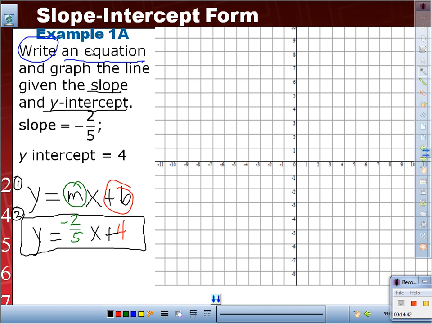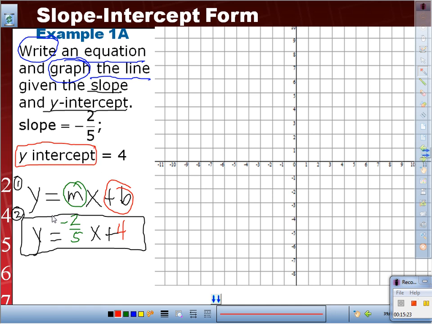So we already wrote our equation. But look at the next part. Writing utensils down, pay attention. They're asking me to graph the line. So pay attention to this part. I'm going to lose some of you. Here he goes. One thing I know for sure is this, what y-intercept means.